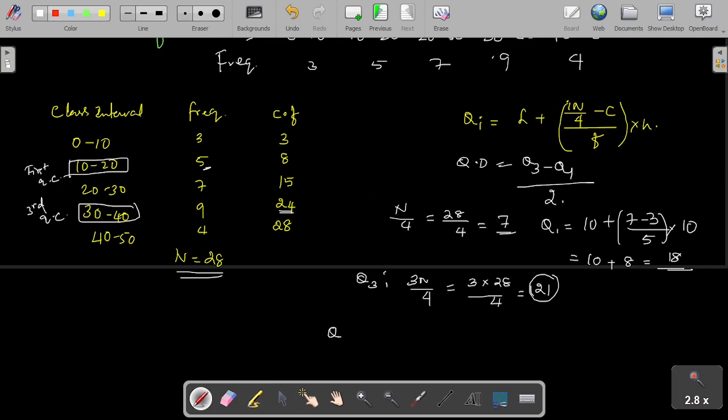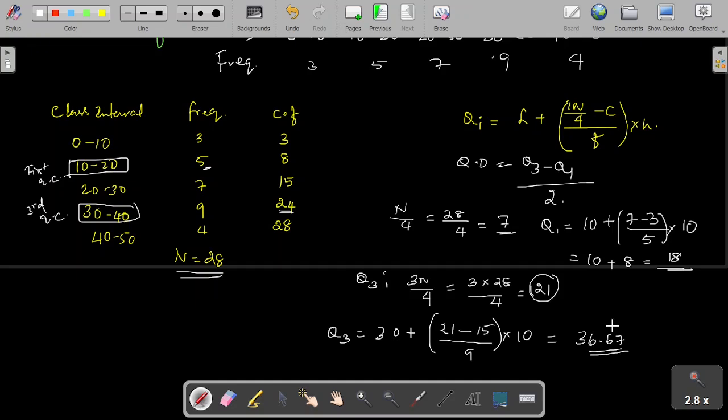So Q3 equals lower limit of the quartile class, which is 30, plus this value we got as 3n by 4, which is 21, minus the cumulative frequency just preceding the third quartile class, which is 15, divided by the frequency of the quartile class, which is 9, into the width of the quartile class, 30 to 40, which means it is 10. So when you simplify all this, you will get the value 36.67.